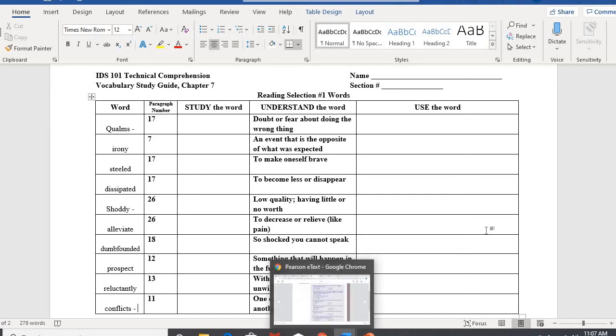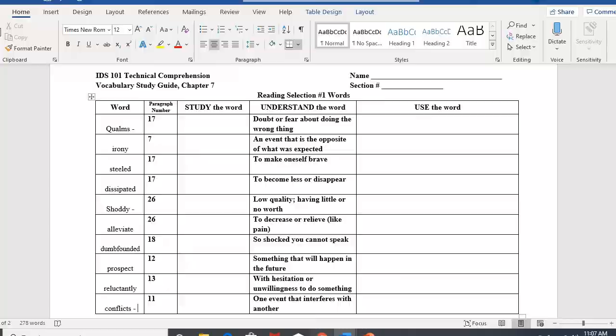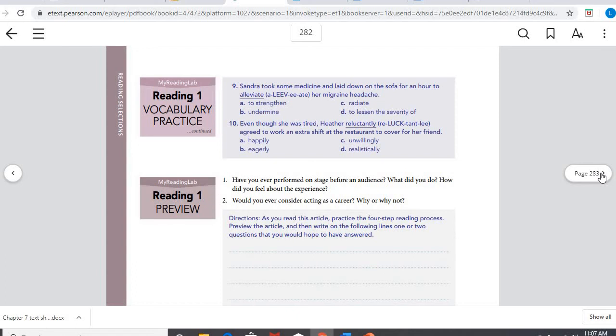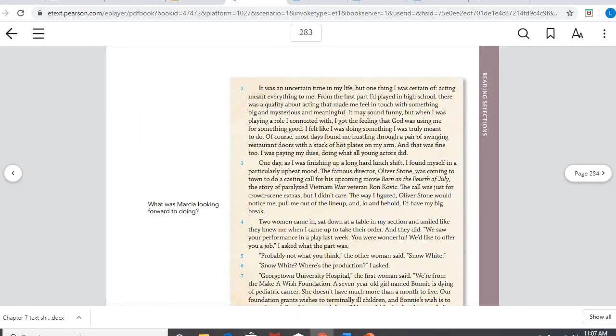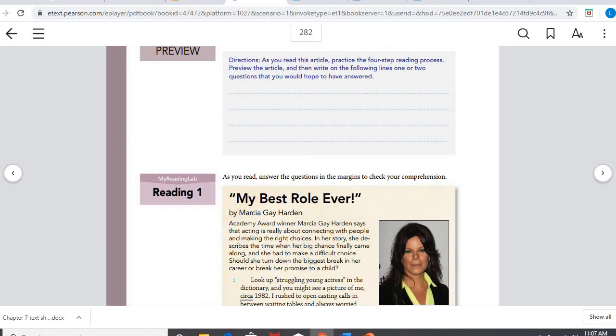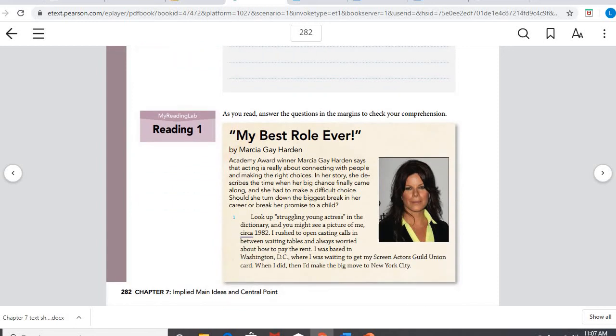All right. Those are the vocabulary words for your very first reading in this particular chapter. So, again, if you want to pause the video, however you are navigating this, I will recommend that you go ahead and read, starting on page 282, at the bottom of the page. She is an award-winning actress, Marcia Gay Harden. So you will read her story about a time in her life where she had to make some difficult choices.